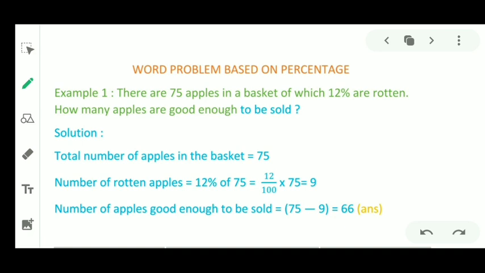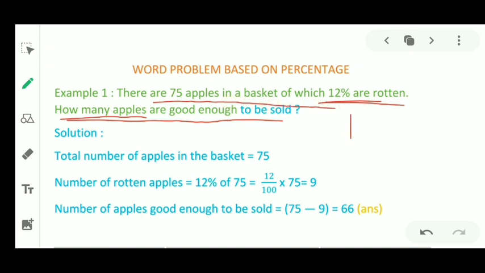So here is example 1. There are 75 apples in a basket, of which 12% are rotten. Rotten means not good enough to be used. The question is, how many apples are good enough to be sold?